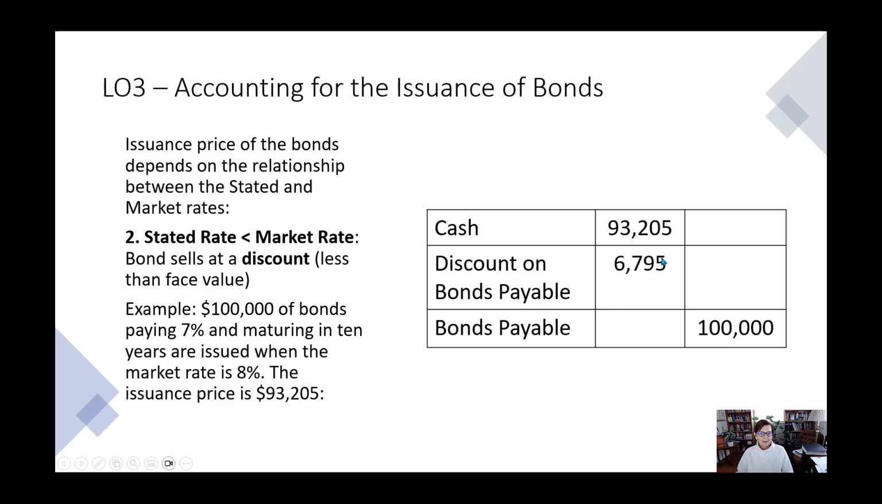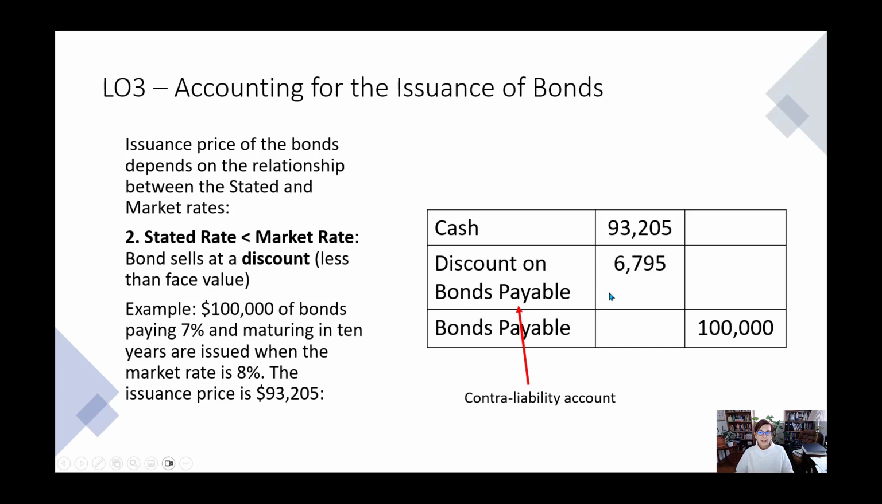Now, what happens to this discount on bonds payable? First of all, this is called a contra liability account. Remember, we had contra asset accounts, and they are like married to another account. So the allowance is married to accounts receivable. Accumulated depreciation is married to your equipment or your building, right? Discount on bonds payable, married to bonds payable. It can't live by itself, the discount on bonds payable, all right?